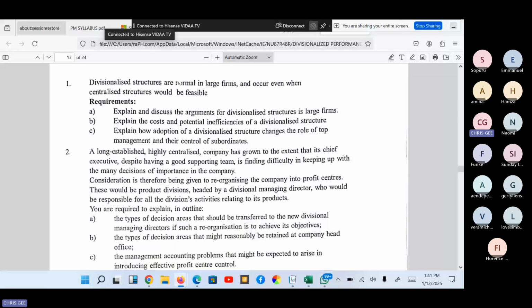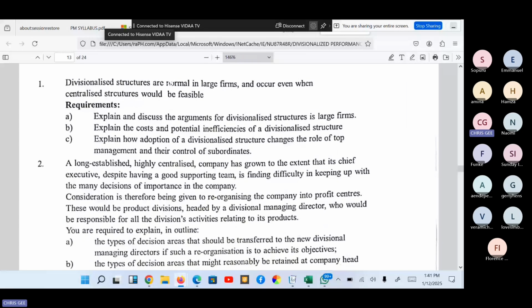Okay, so now look at this question one. Is it clear to everyone? Divisionalized structures are normal in large firms and occur even when centralized structures will be feasible. Requirement: explain and discuss the argument for divisionalized structure in a large firm. What do you think they're asking? Advantages, right? Explain the cost and potential inefficiencies of division. You're doing well.